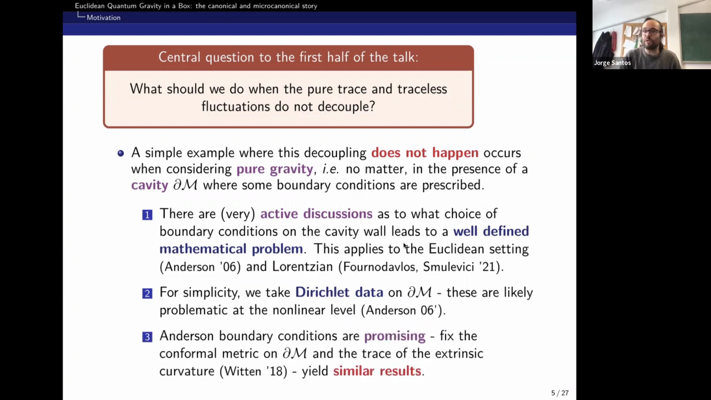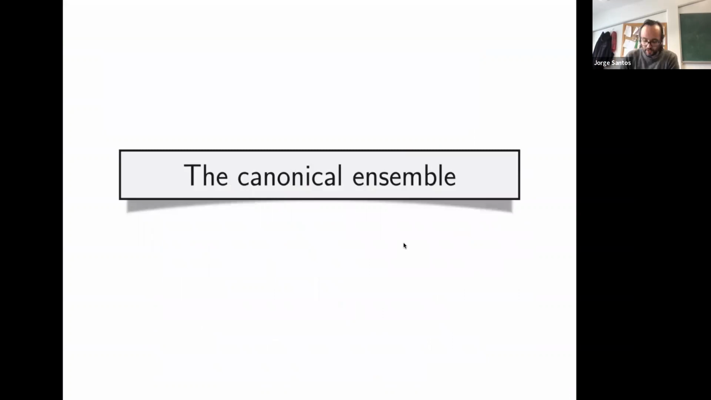There are changes to those boundary conditions which seem that they have a chance to work, but you don't fix the whole metric on the cavity, you just fix the conformal class. And then you fix the traces of the extrinsic curvature. Okay, and those have a chance of working. Fortunately, for the purposes of this talk, we tried those boundary conditions and those boundary conditions. The numbers change, but the overall picture doesn't. Okay, it's still true. Whatever weirdness I'm going to find, you find with both types of boundary conditions. Okay, good. All right, so let us now move on to the canonical ensemble.